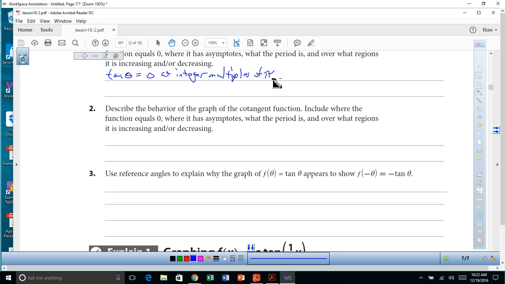All right. Vertical asymptote at odd half integers. Odd half integers.